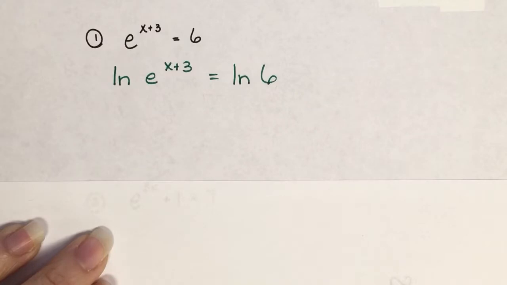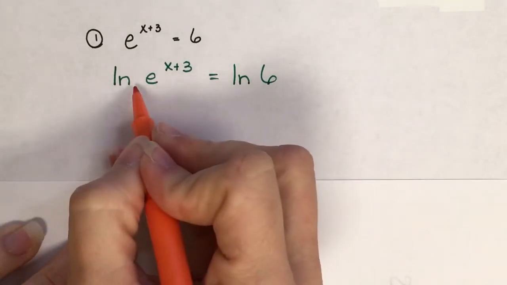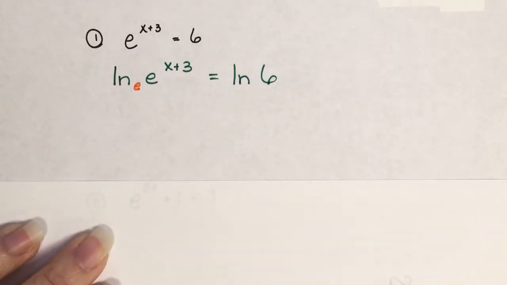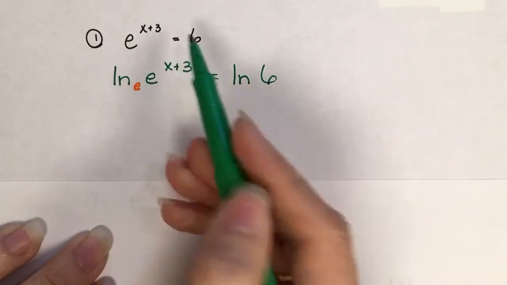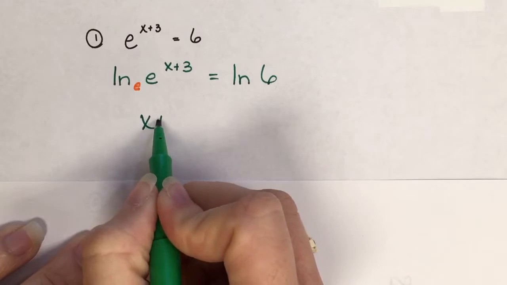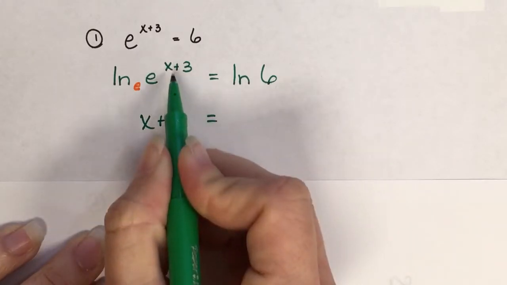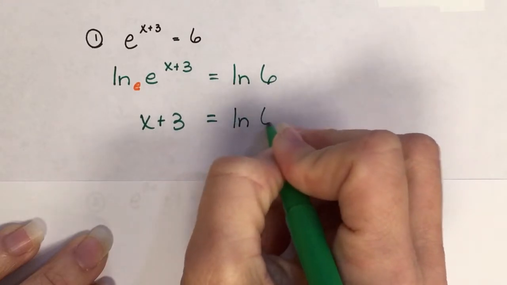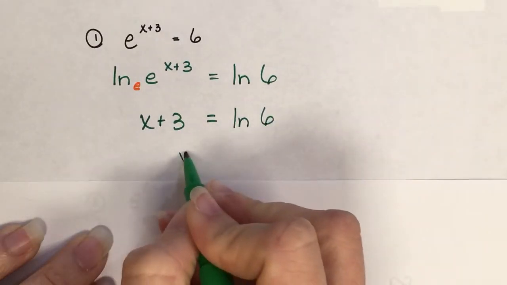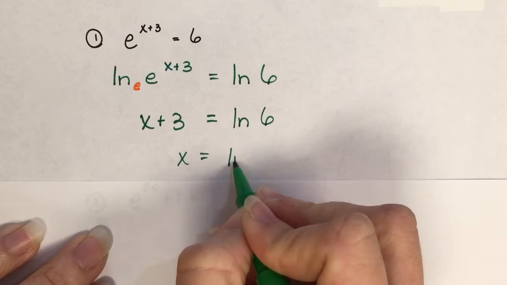Now this is where we'll use the property. Your base here is an understood e. So since these are both e's, this side will just simplify to be whatever the exponent is. So all you have to do is bring down the x plus 3. Now last, to get x by itself, you need to subtract the 3.